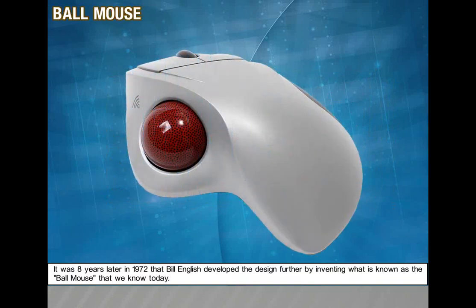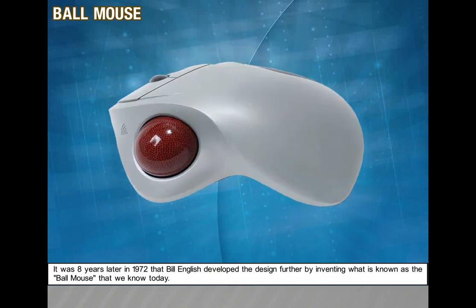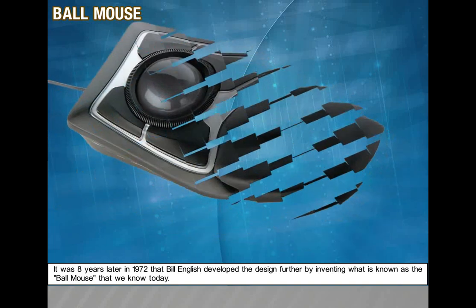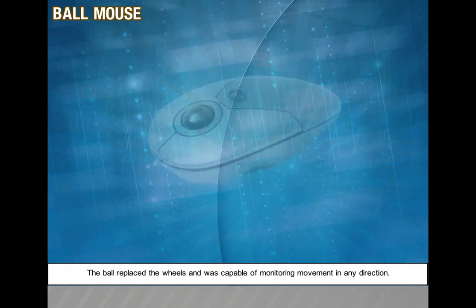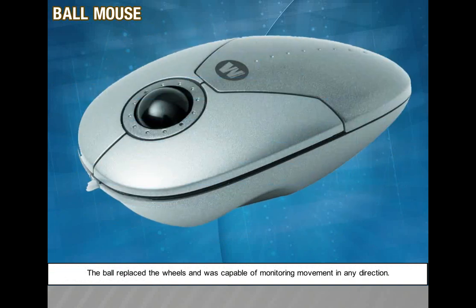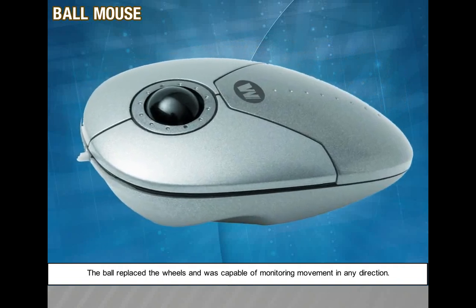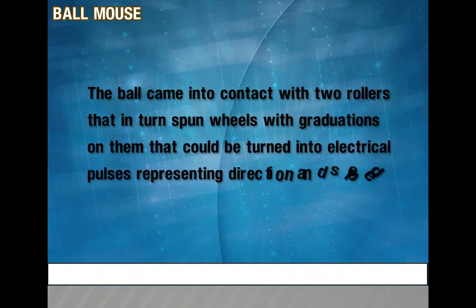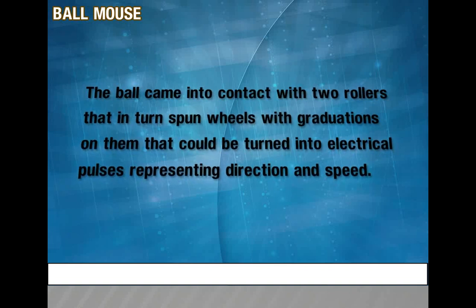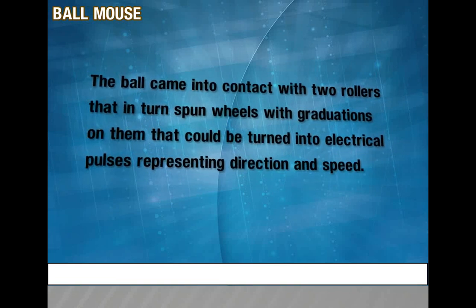It was 8 years later, in 1972, that Bill English developed the design further by inventing what is known as the ball mouse that we know today. The ball replaced the wheels and was capable of monitoring movement in any direction. The ball came into contact with two rollers that in turn spun wheels with graduations on them that could be turned into electrical pulses representing direction and speed.